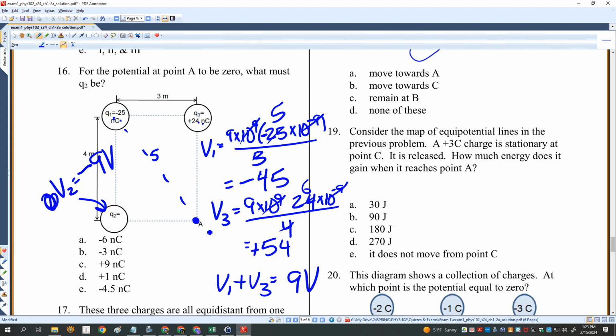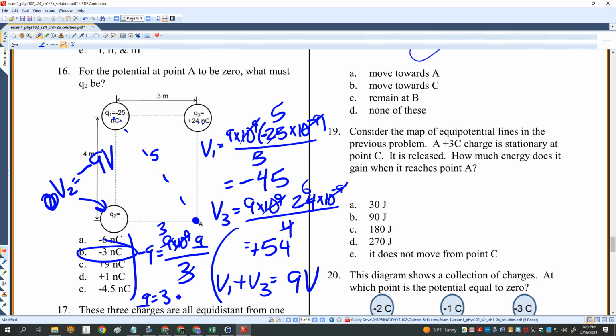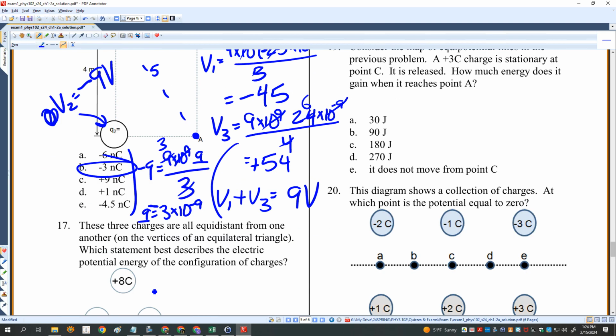So I'd say negative 9 equals, shoot, sorry, 9 times 10 to the ninth, Q, divided by the distance, which is 3. So assuming this is nanocoulombs, that'll go away. 9 divided by 3 is 3, but it's negative 3. So yeah, negative 3 nanocoulombs. This works out to be Q is equal to negative 3 times 10 to the minus 9.